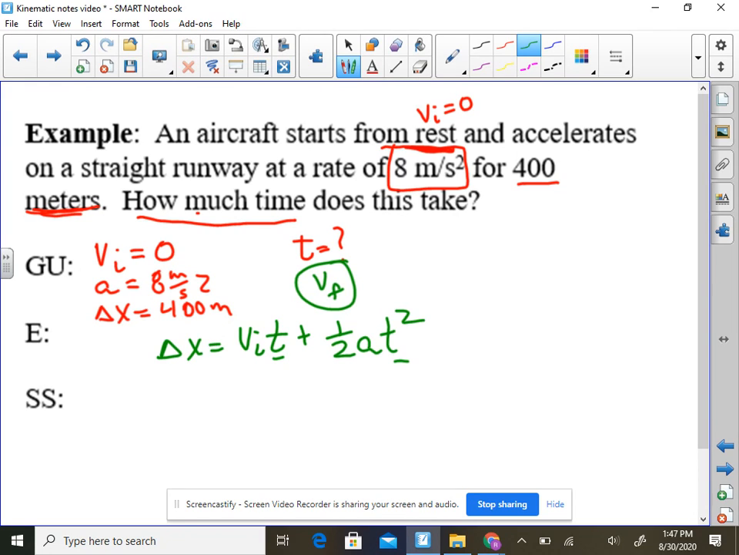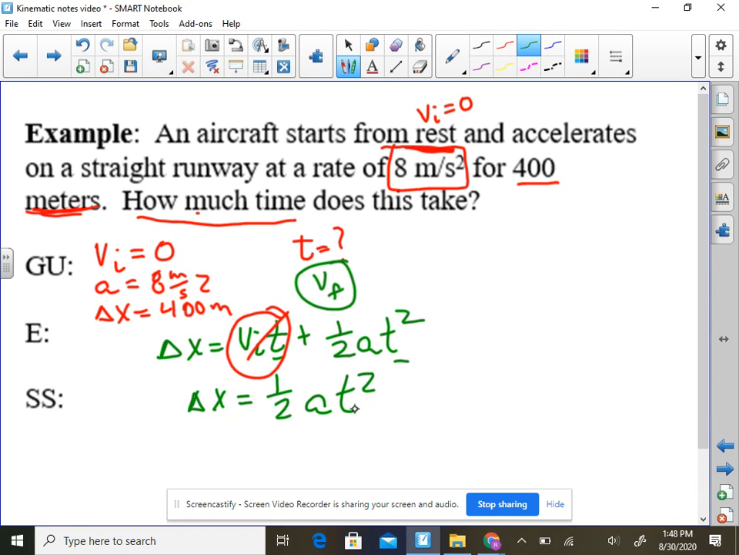But if I know the initial velocity is 0, I know this entire term becomes 0. And so I can simplify this to delta x equals 1/2 a t squared. The initial velocity times the time just disappears out of that equation when it's 0. So now it's a little bit easier to solve for the time here.